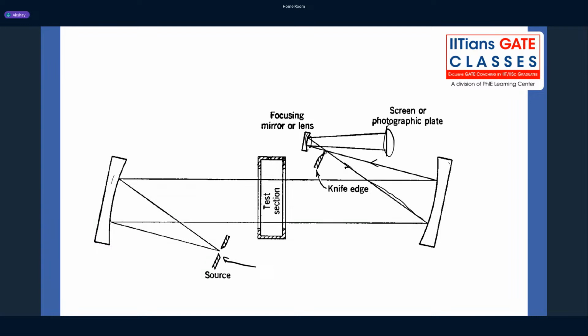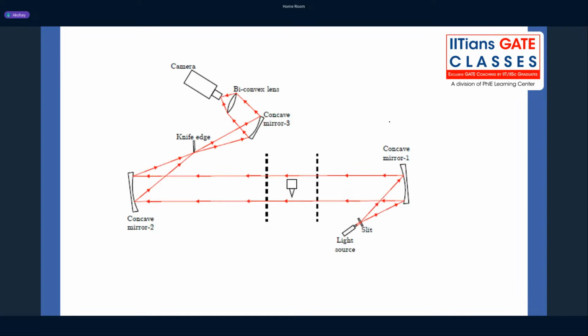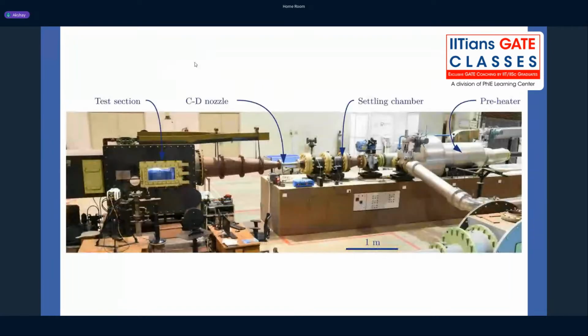So I am going to show you the setup I used during my work in the hypersonic wind tunnel. I had a light source, I had a slit, and then it falls onto a concave mirror. It is collimated towards this test section, which is received at concave mirror 2. Then I had the knife edge at the focal point. Then it falls onto the concave mirror, and I am just enhancing the spatial resolution with the convex lens that will fall onto my camera. So here you can see my test setup.